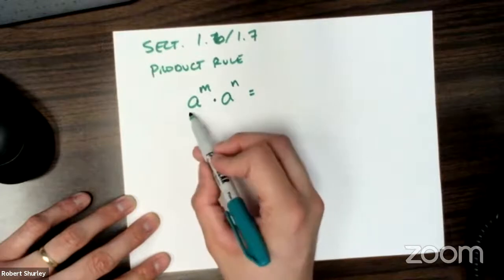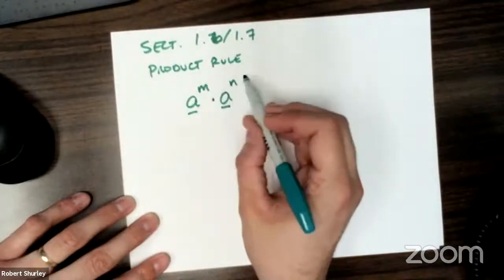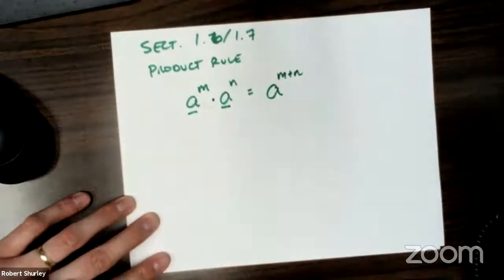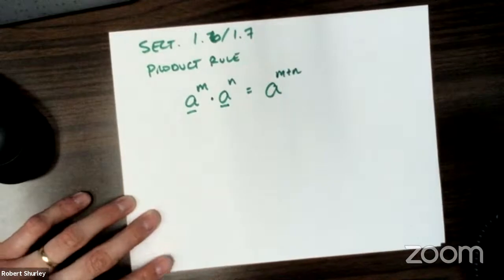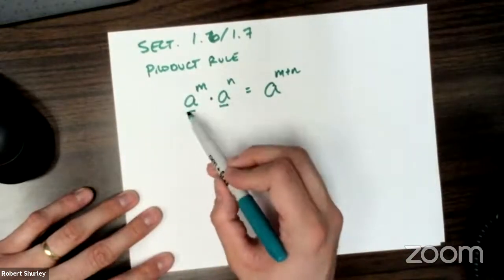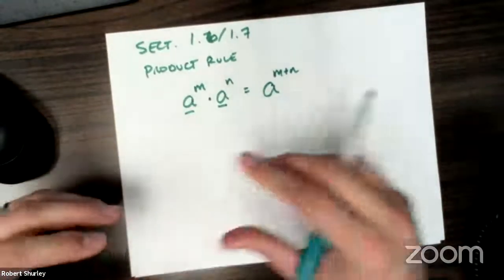Now, if you're multiplying 2 exponential terms with the same base, so we've got a, a here, right? These bases are the exact same. If you're multiplying them, that means you actually add the exponents. So you wind up with a to the m plus n, okay? So the product rule states if you're multiplying 2 exponential terms with the same base, you just add the exponents.